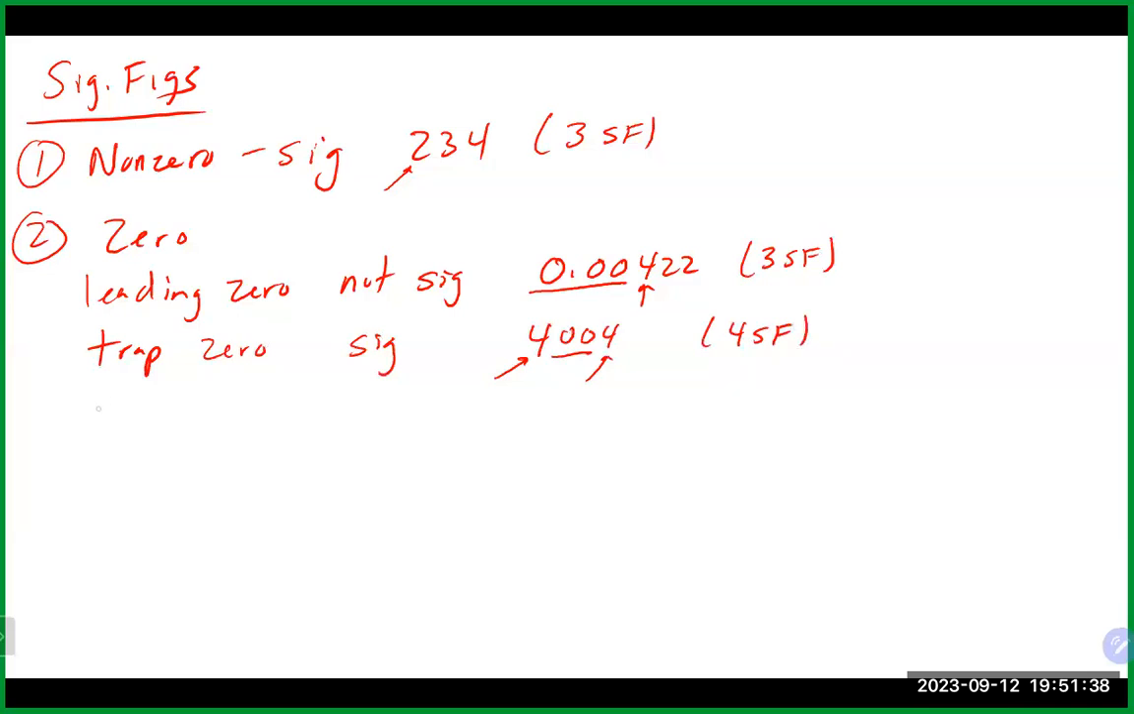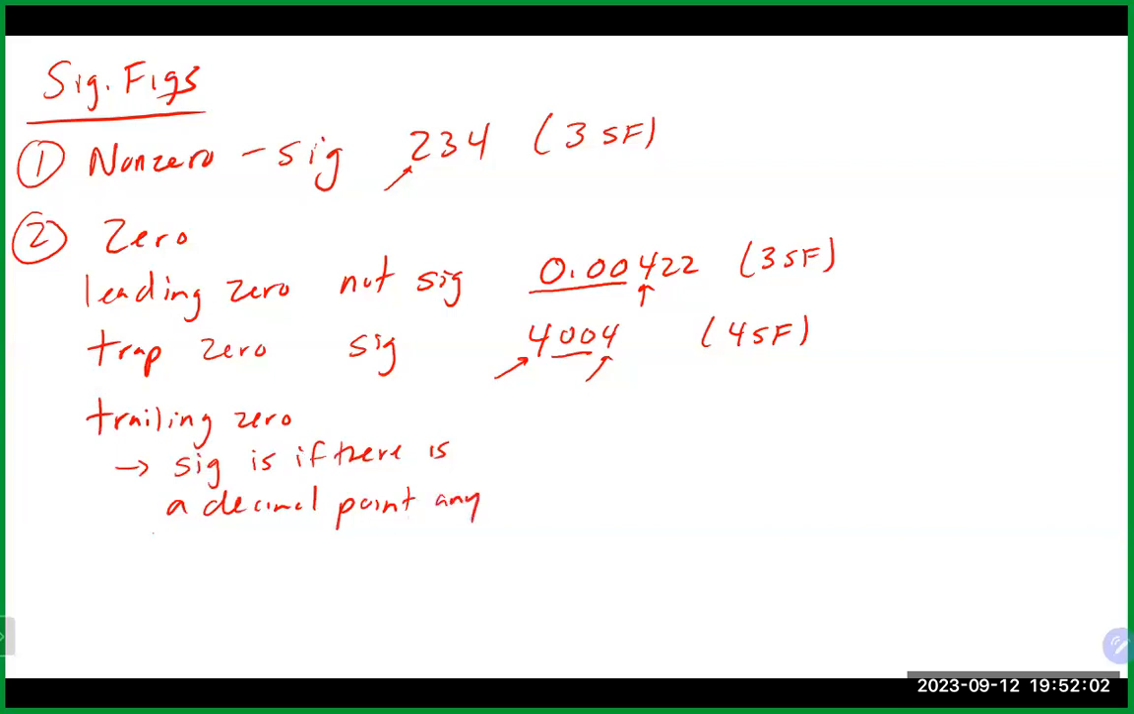The zero at the end, the trailing zero as it's sometimes referred to, is the one that gives people the hardest time. Those zeros at the end may or may not be significant. What determines whether or not they are significant is if there is a decimal point anywhere in the number. Then all those zeros at the end will be significant. If there is not a decimal point, then those zeros at the end will not be significant.